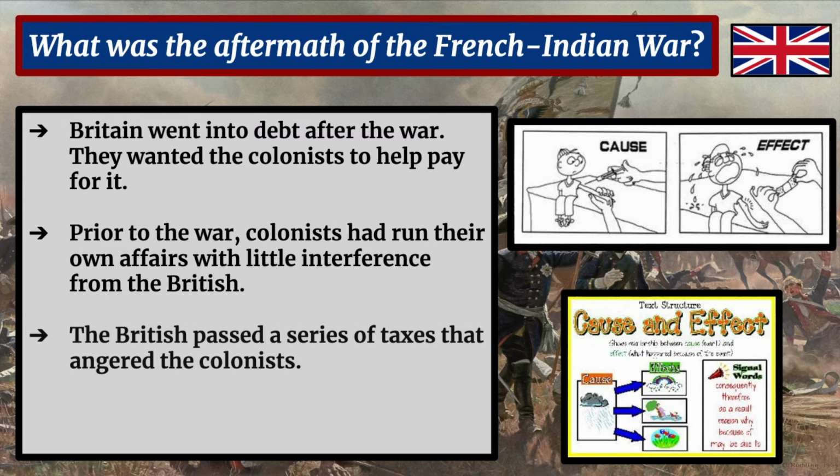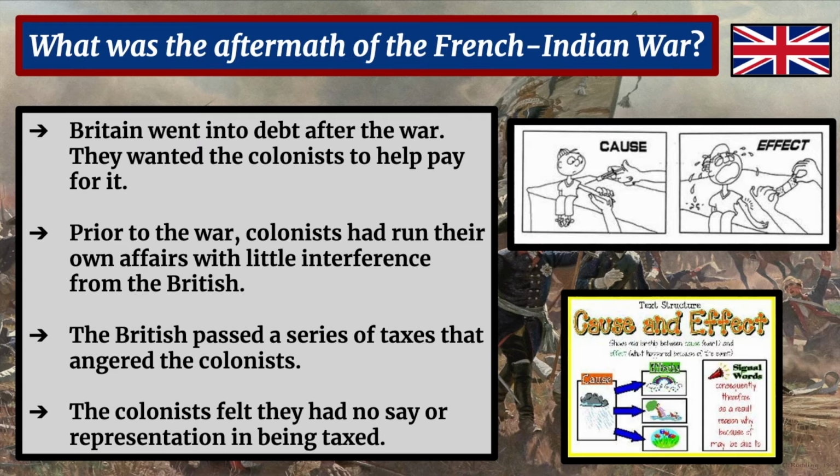The British passed a series of taxes after the war that angered the colonists, and the whole point of these taxes was to help pay for the French-Indian War. And the problem was that the colonists were not given any say in these taxes, and they were not consulted. They did not have the ability to elect members of the British Parliament. So that's going to make this very interesting.